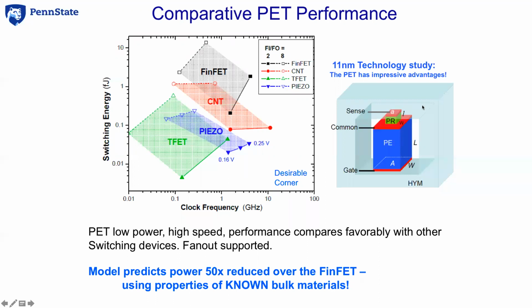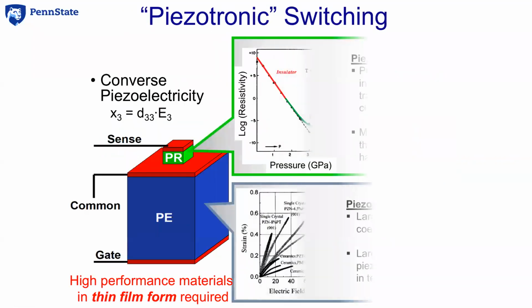And their prediction said that if you could get the properties of known bulk materials and you appropriately scaled them, you should be able to make a piezoelectronic transistor that operates at lower switching energies and higher clock frequencies than FinFETs, carbon nanotube devices, or tunnel FET devices. And that was really appealing. And so we decided to try to see whether we could fabricate such devices.